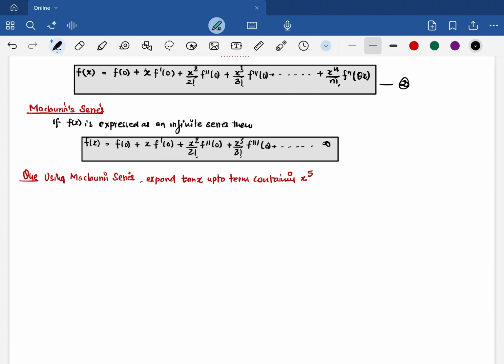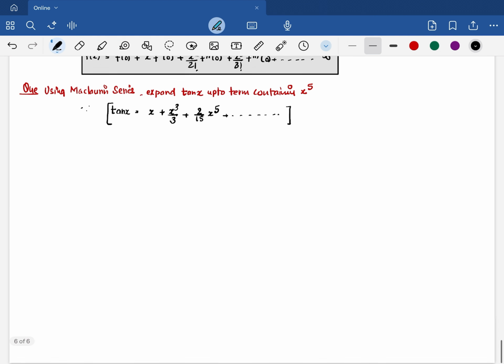If you recall this expansion of tan x, then what's the tan x formula? Tan x series is given as x plus x cube by 3 plus 2 by 15 x to the power 5. Ultimately our result should be like this. Let's see if our result comes like this or not.